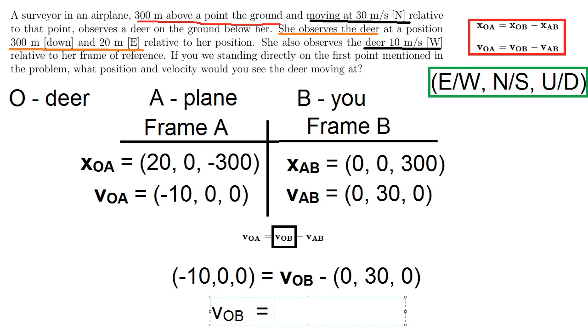This is done by moving this subtracted term to the other side, and we'll get -10, 30, 0, which is a velocity that is moving west and north. So although this person in the plane sees the deer moving west, when we're on the ground looking at it, we're going to see it moving both west and north. The reason the person in the plane doesn't see it moving north is because they themselves are moving north along with it.